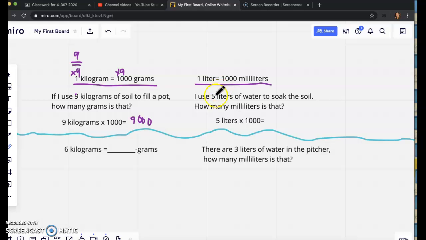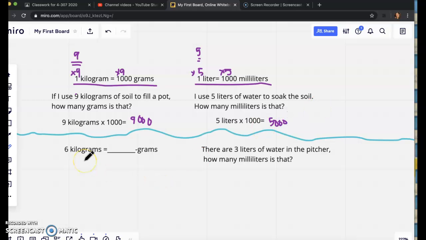So I have 5 up here. I want to get to 5. 1 times what makes 5? It's 5. 1 times 5 makes 5. What I do to that side, I do to this side. So times 5 again. That's a 5, believe it or not. 5 times 1,000 is our answer, so it's 5,000.